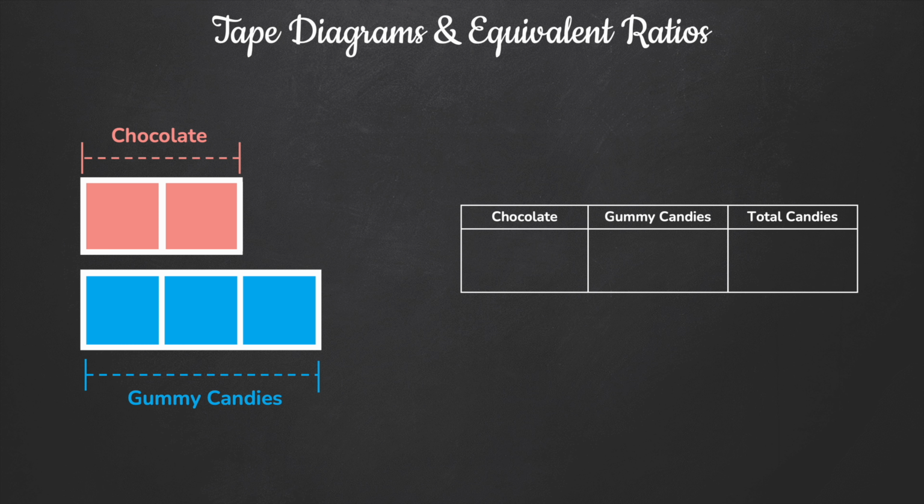To get us started, here we have a tape diagram, and we can see that there's a ratio between chocolate and gummy candies. In our diagram, we have 2 chocolates and we have 3 gummy candies. So we have 2 to 3. And in total, we have 5 candies.